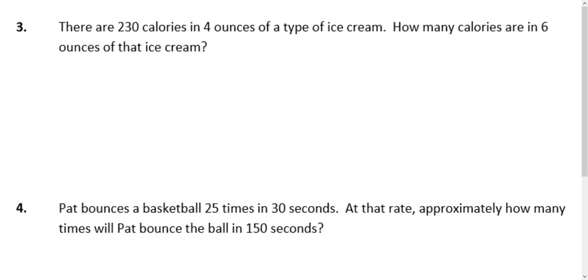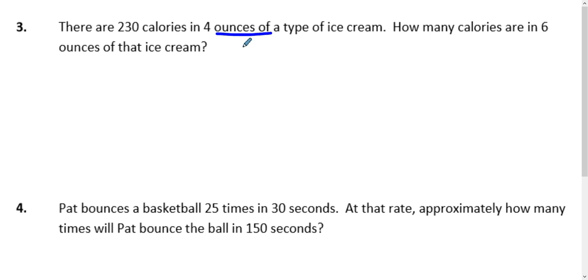Okay. There are 230 calories in 4 ounces of a type of ice cream. How many calories are there in 6 ounces of that ice cream? Let's think proportionally. When we think proportionally, we assume that every ounce of ice cream has the same number of calories in it. We know that this is roughly true. It's not completely true because there are more chunks of this in some ounces than in other ounces. I get that, but we assume for argument's sake that every ounce has the same number of calories.